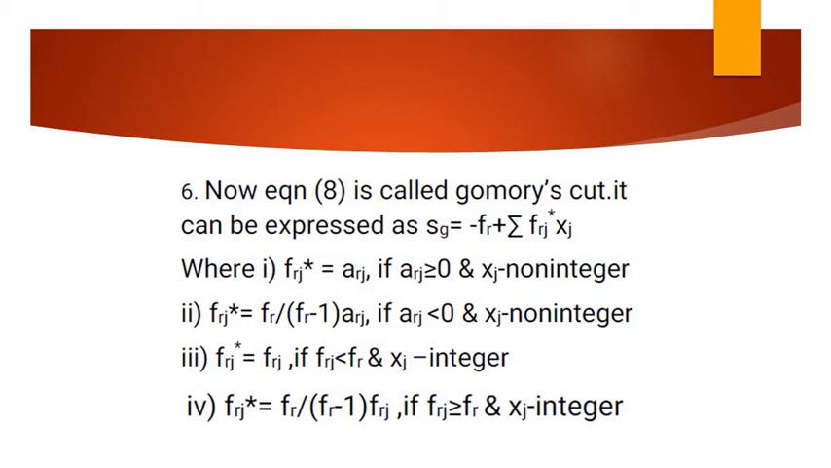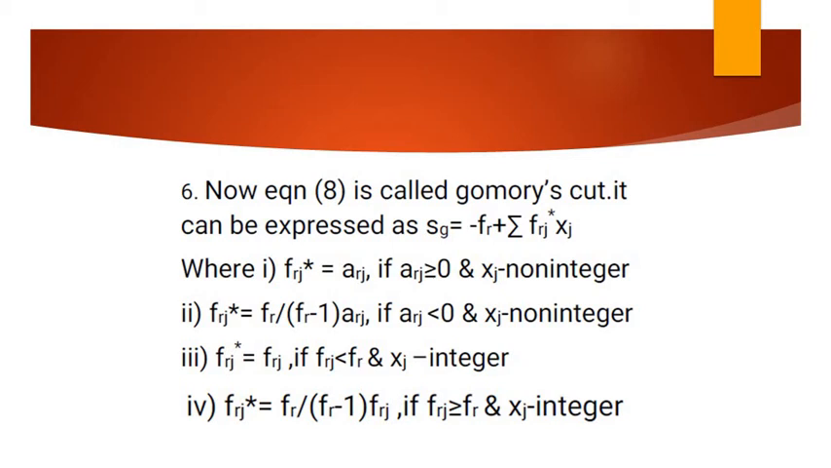plus sigma frj star into xj, where this frj star is defined as follows. In the first case, frj star is equal to arj, that means the fractional value of the summation sigma arj xj when j belongs to r plus fr by fr minus 1 sigma arj xj when j belongs to r plus. So that is taken as this frj star. This frj star takes arj, you know already, it is the coefficient of xj, right? So the fractional value is arj only if arj is greater than or equal to 0, as well as xj must be non-integer.